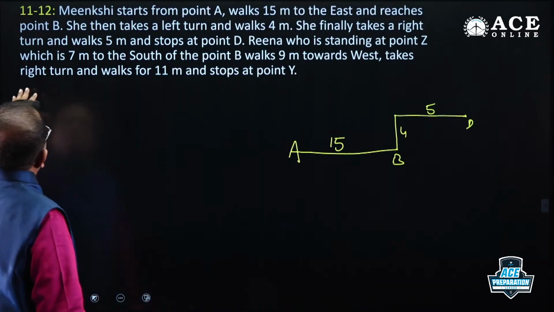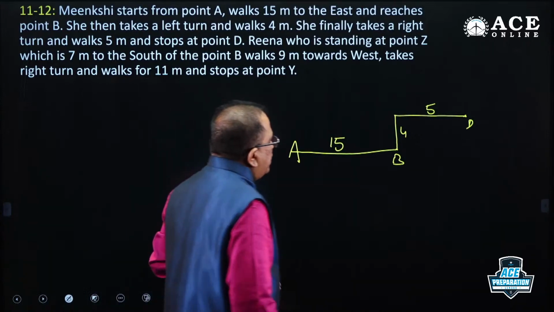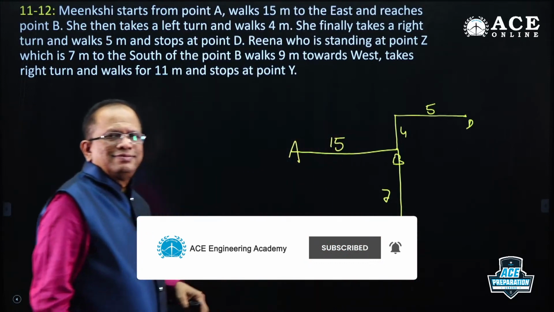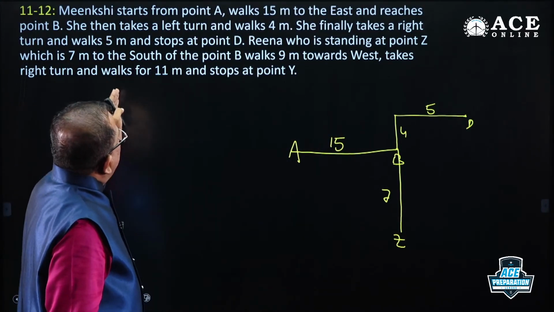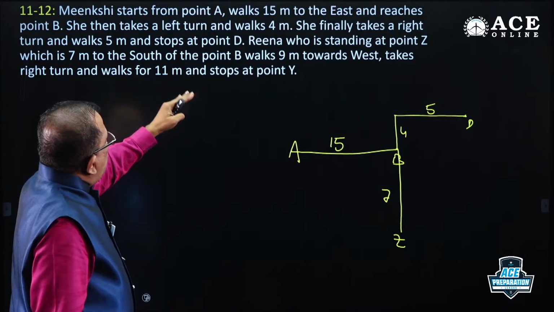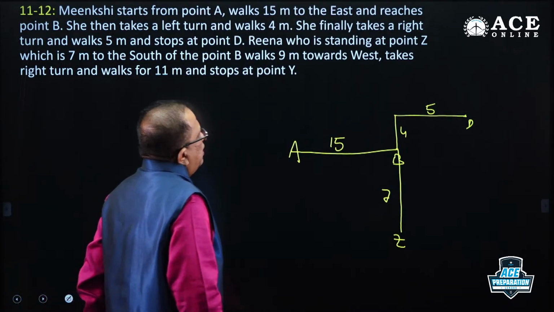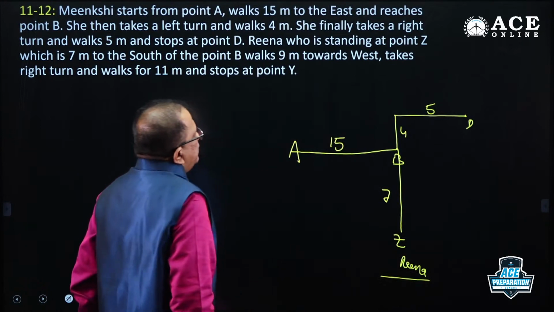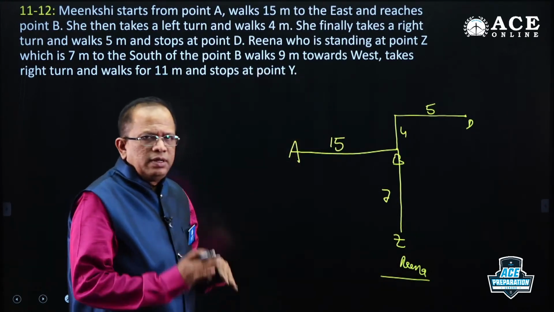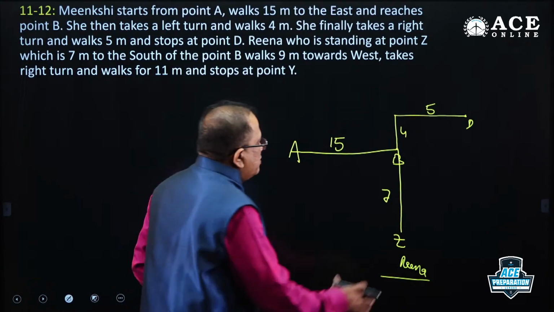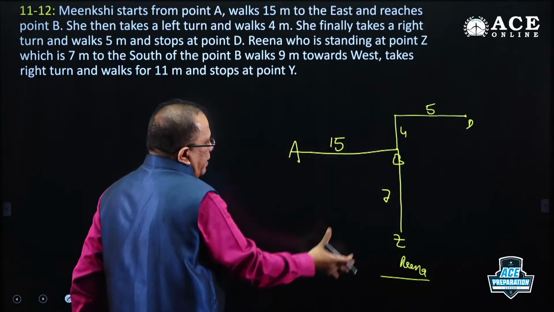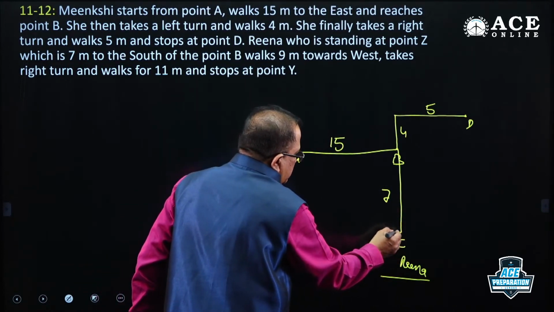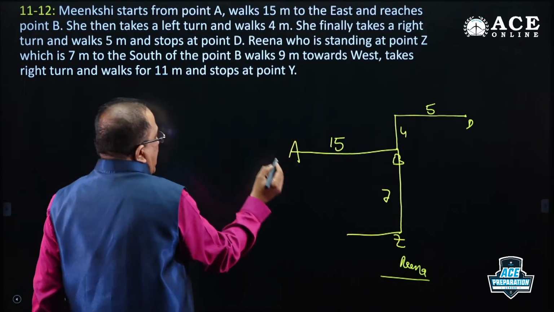Standing at point Z, which is 7 meters to the south of point B. B is here, south is here, this is 7, and you have Z here. Got it? Okay. Then, south of point B, Reena is here initially. This is the position where she is. Then what happened? She walks 9 meters towards west. Clearly they mentioned the direction. So if you look at the entire picture, now for Z, this will be the west. How many meters? It is 9.